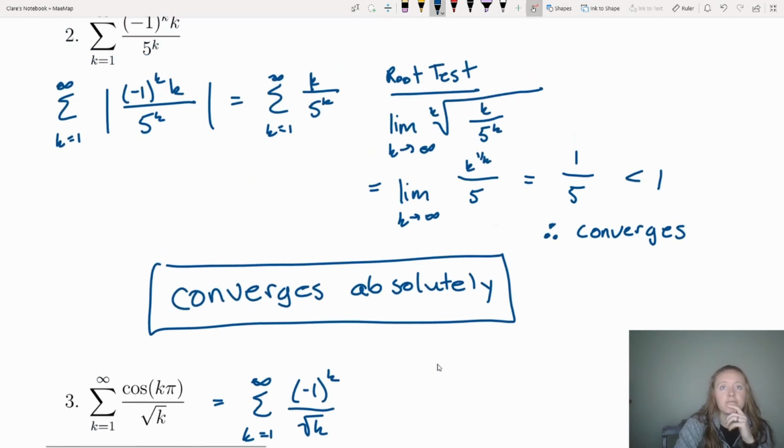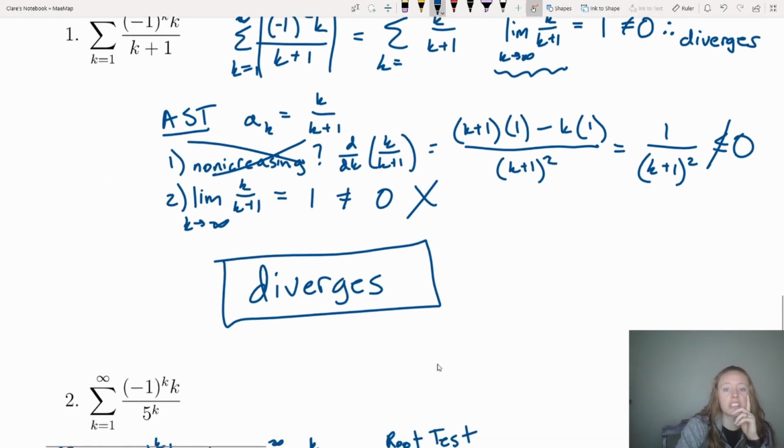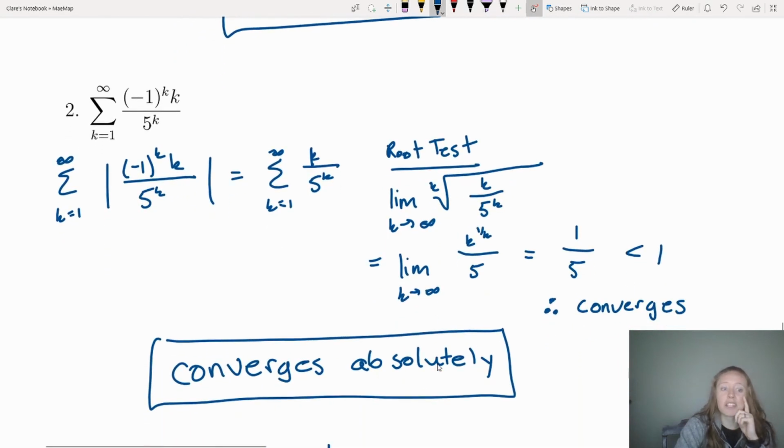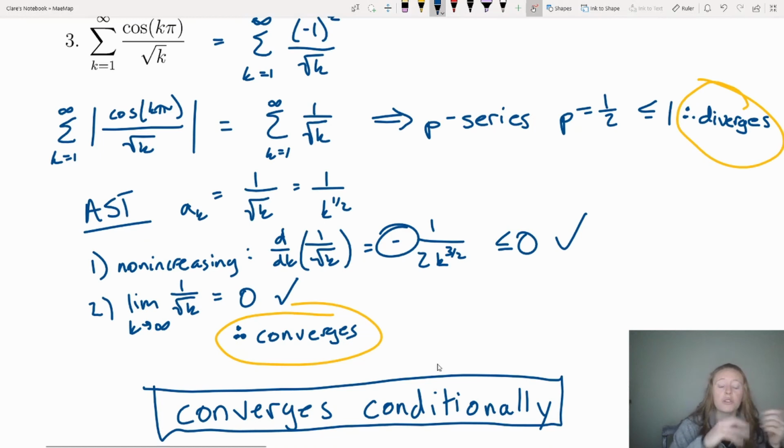So these were three fairly nice examples, right? In the first one, we got that our alternating series just simply diverged. Then we got that it converged absolutely. And then lastly, in part 3, it converged conditionally. So those are three different cases for converging conditionally, converging absolutely, or just diverging.